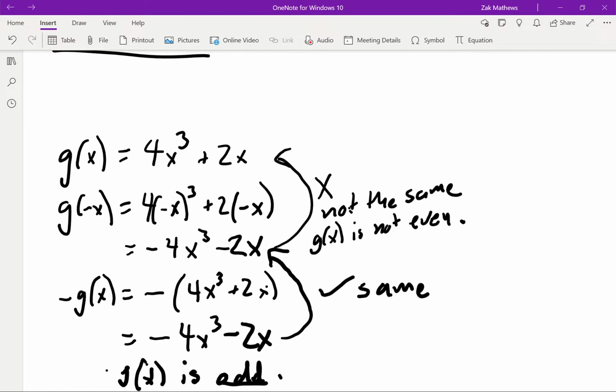So notice here we're comparing negative g of x not to the initial. That's not what the definition tells us. It tells us we have to compare it to g of negative x. Because those two things are the same, we end up with verifying it is in fact an odd function.